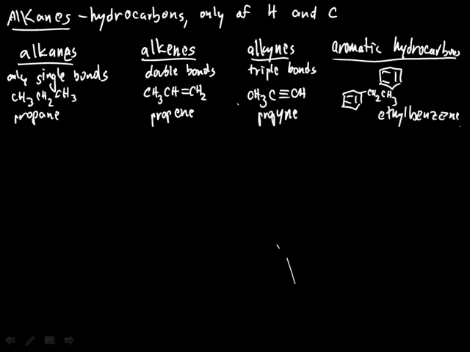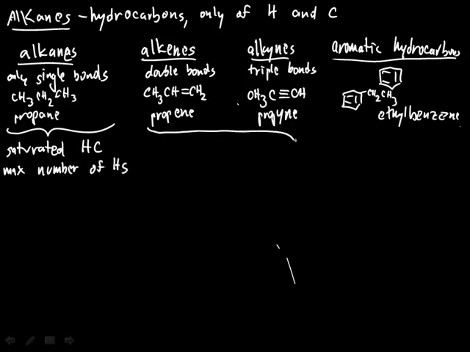Now, among all hydrocarbons, only alkanes are the so-called saturated hydrocarbons. And they're called saturated because they have the maximum number of attached hydrogens. All the three remaining classes are called unsaturated because they can add more hydrogen.